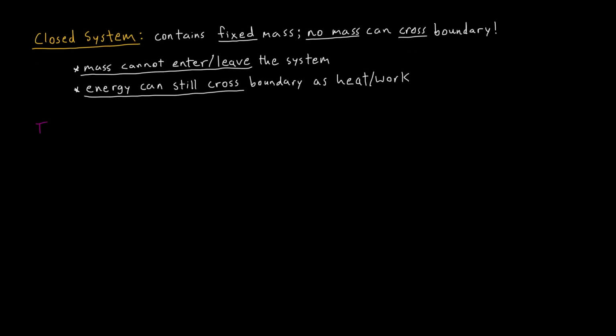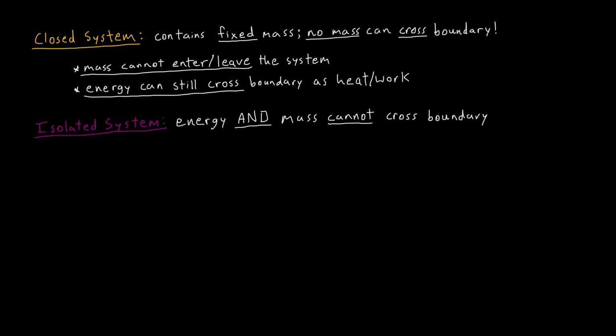Additionally, another type of system is an isolated system, which is a bit of a more theoretical or abstract type of system, where both energy and mass cannot cross the boundary. One example which may come to mind could very well be the universe in its entirety, since it is said that there is nothing more outside of it to interact with.